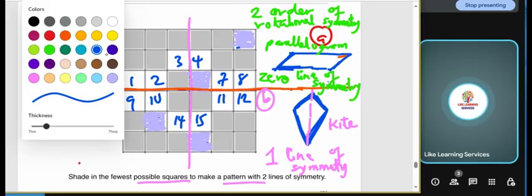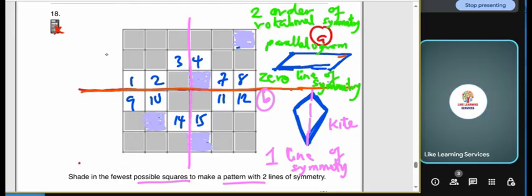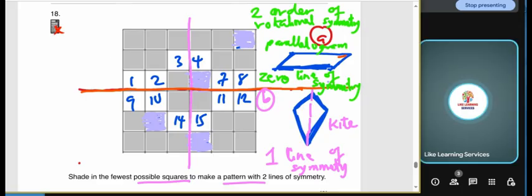Can you now confirm what I just told you? I told you earlier. Please, I need you to speak up. Can you hear me? What did you tell me earlier? I told you that it does not always mean that the number of lines of symmetry will be the same as the number of orders of rotational symmetry. For instance, this parallelogram has how many orders of rotational symmetry?